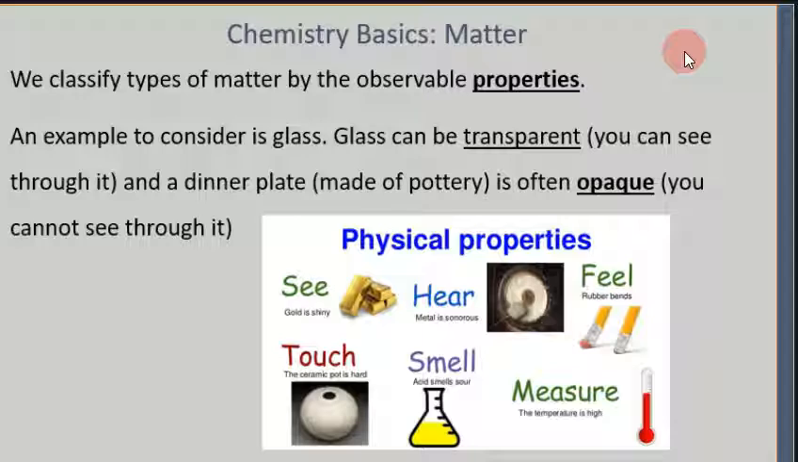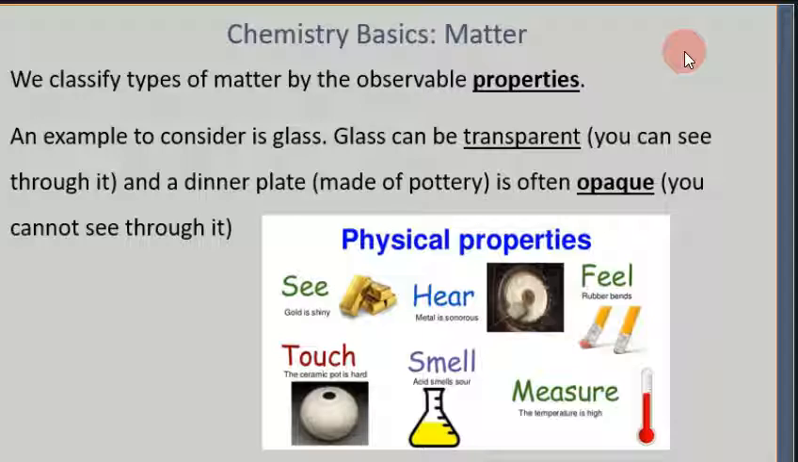All right, an example to consider is glass. Glass can be transparent, like our windows. We can see through them. We could have a dinner plate that's made of pottery type of glass, which you can't see through, so it's called opaque. So there are two types of glass, but they have a different physical property. That's all that's trying to state right there.